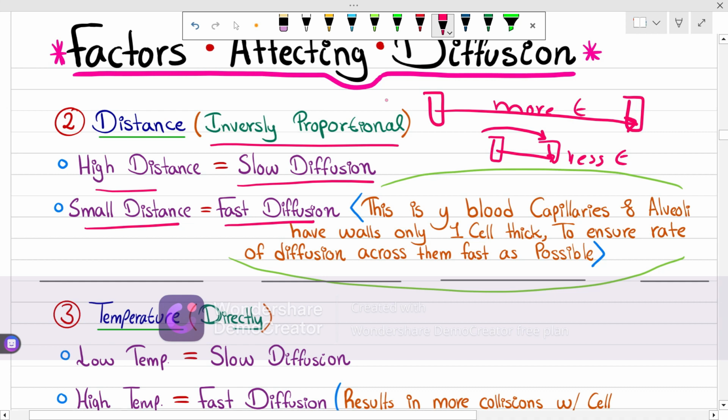And this is why blood capillaries and alveoli have walls only one cell thick, to ensure the rate of diffusion across them is as fast as possible.